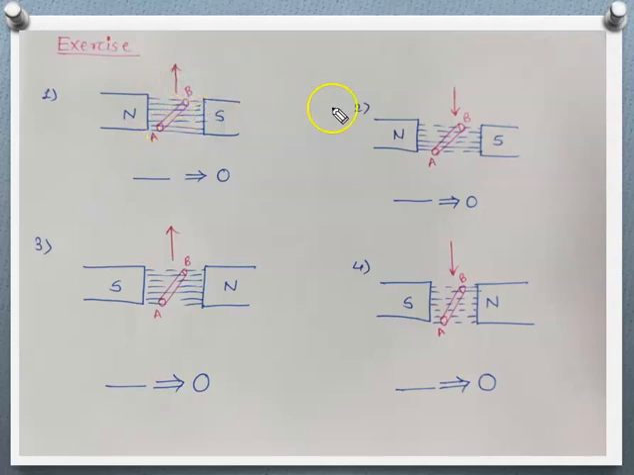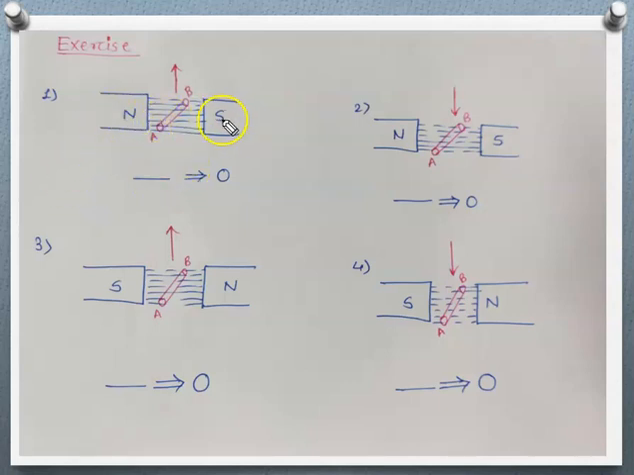This arrow indicates the direction of motion of the conductor. Here also AB is the conductor, the same conductor is placed, but the direction of motion is here downward, here upward, here downward. These are 4 cases. For each case we have to find the direction of induced EMF. Let's take the first case.